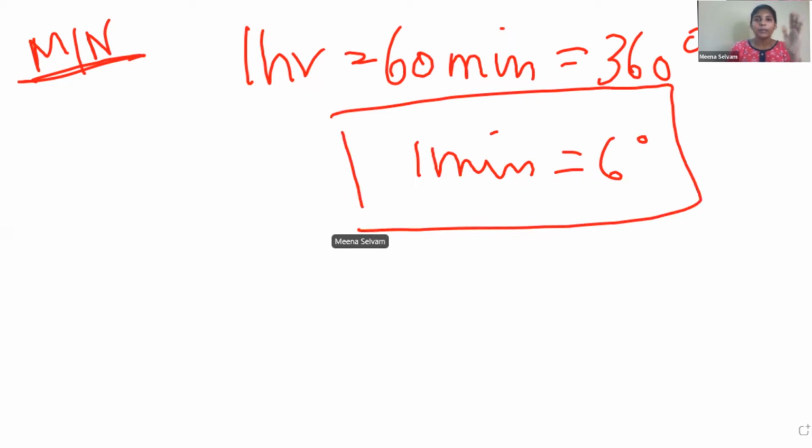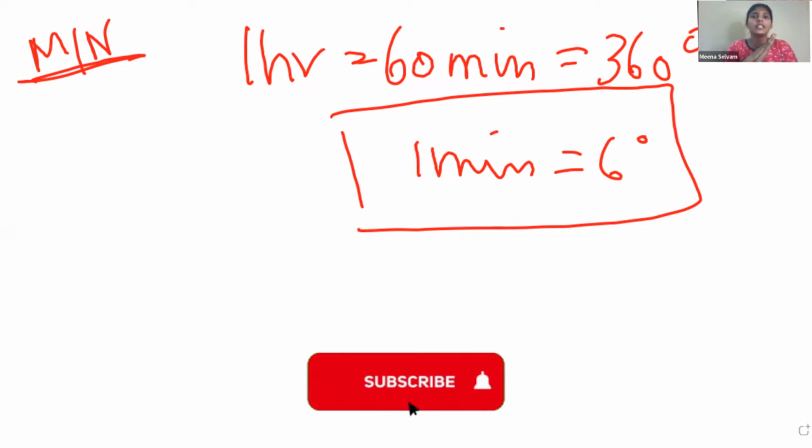Got it? So the minute hand will complete 360 degree 24 times in a day. In 24 hours, 24 times it will complete the 360 degree. So each minute, like 12:01, 12:02, for every 1 minute, it moves at an angle of 6 degree.